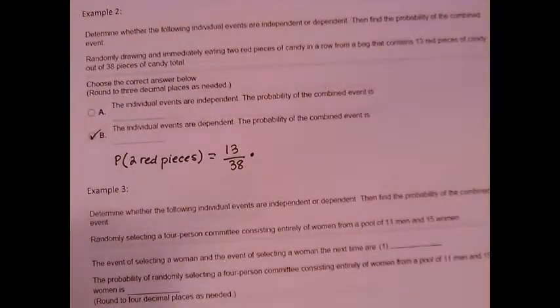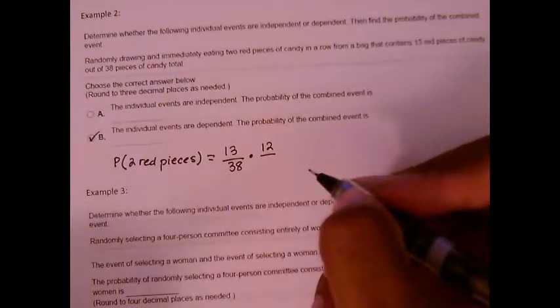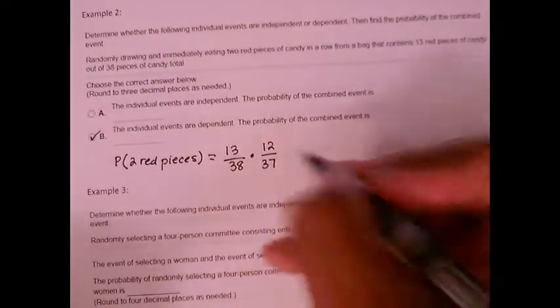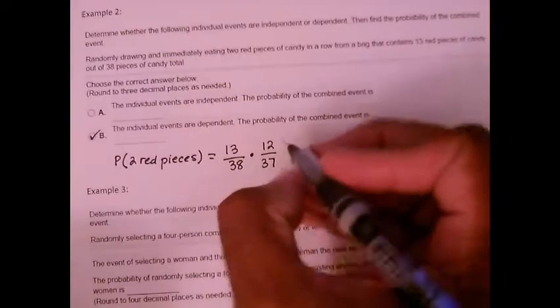Now, if we get a red candy on the first selection, and then on the second selection, we get a red candy, the number of pieces of red candy will decrease by 1, and the total number of pieces of candy will also decrease by 1. That's why it's a dependent event, because now on the second choice, you're only going to have 12 red candies instead of 13, and then you're going to be left with 37 pieces of candy total altogether. Now, they want this as a decimal rounded to 3 places.